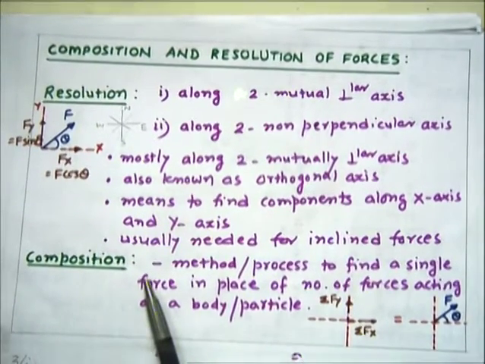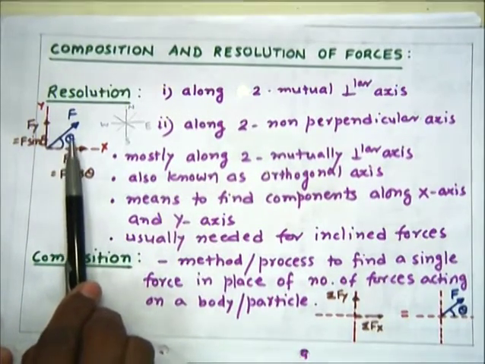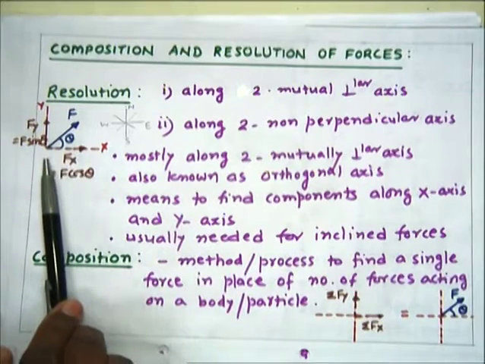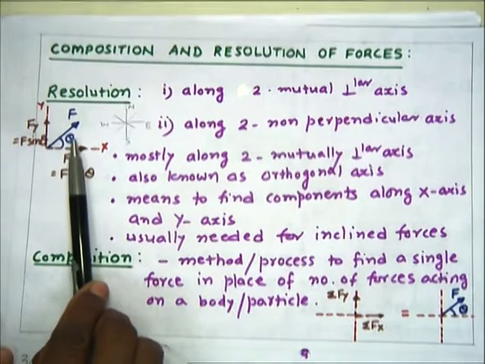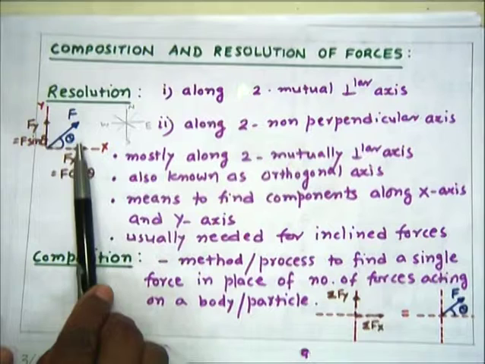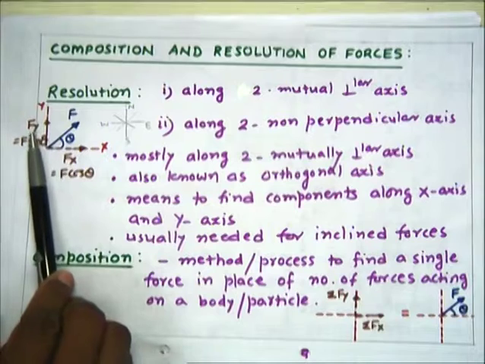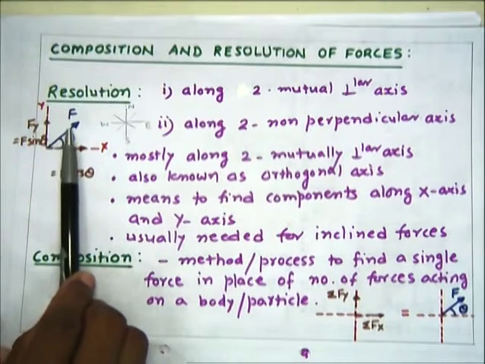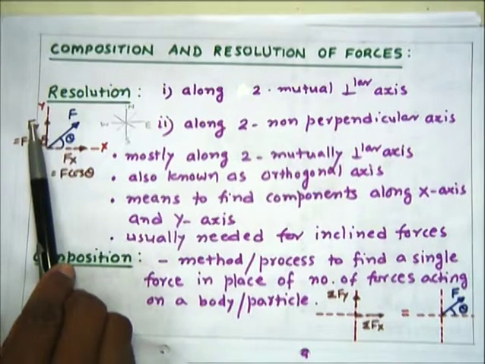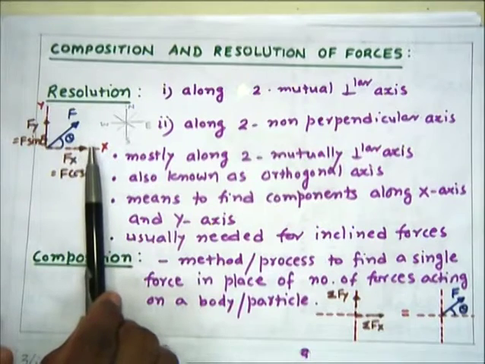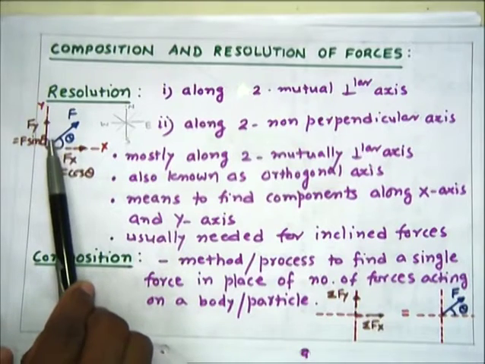Resolution means, say, a force F which is inclined with the x-axis, making an angle theta, then its component or its effect along x is given by Fx, which is equal to F cos theta. Cos, because we have taken the angle theta which is making an angle with the x-axis, so its x component would be cos, while the y component would be sin. And say if this force F is making an angle with the vertical, then its vertical component would be cos and its x component would be sin. So it depends, cos or sin, on which angle is being taken.